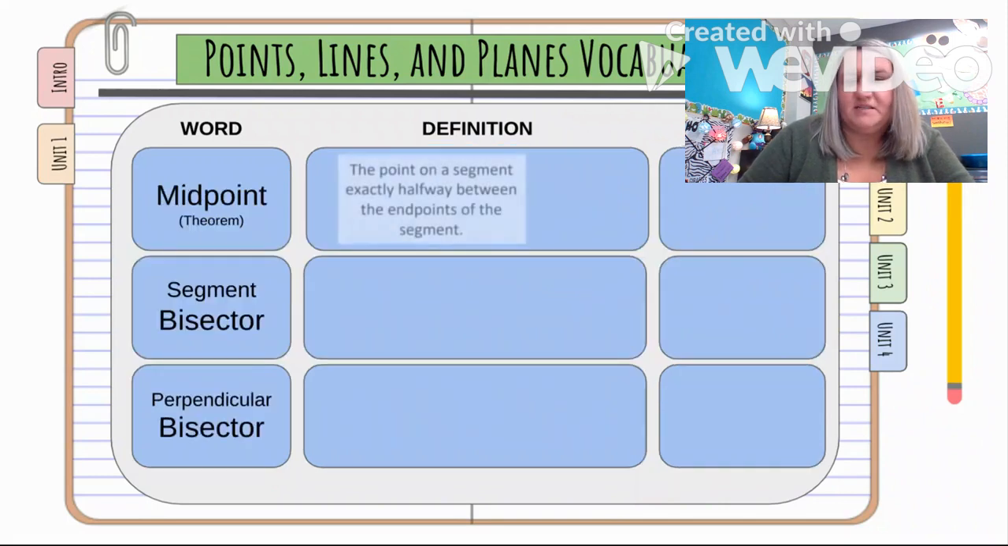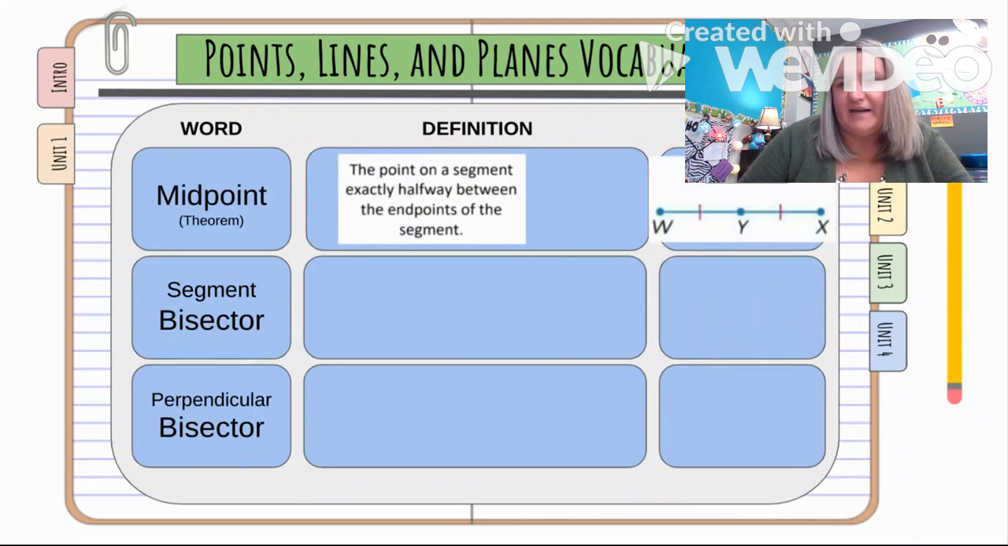A midpoint is the point on a segment exactly halfway between the endpoints of the segment. So here, WX is my segment, Y is considered the midpoint. If you notice on the picture, it has those little hash marks. That means that line segment WY is congruent to line segment YX.